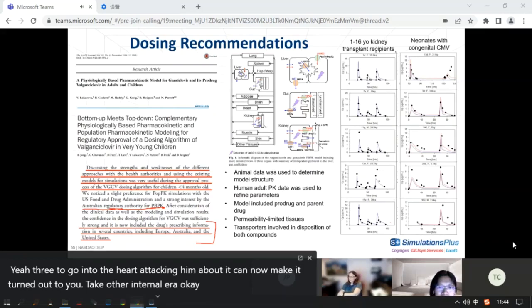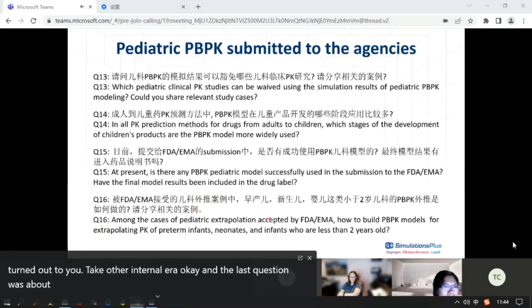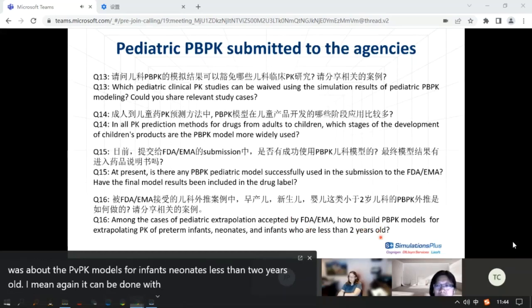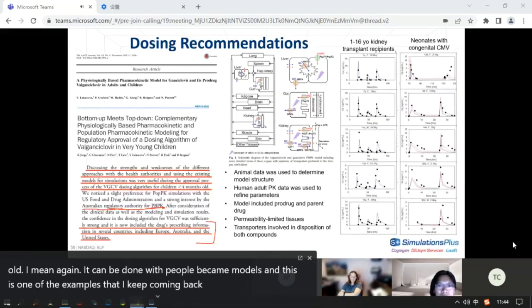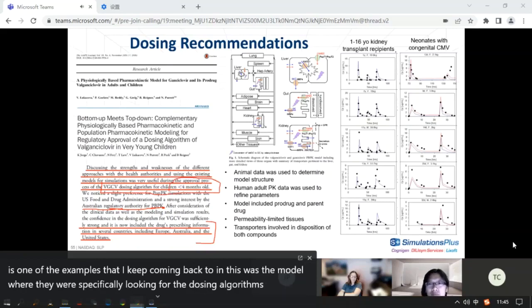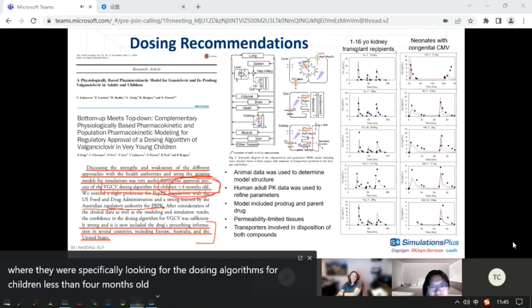Okay, and the last question was about the PBPK models for infants, neonates less than 2 years old. Again, it can be done with PBPK models, and this is one of the examples that I keep coming back to. This was the model where they were specifically looking for the dosing algorithms for children less than 4 months old. And the models did help to inform those dosing algorithms and the decisions.